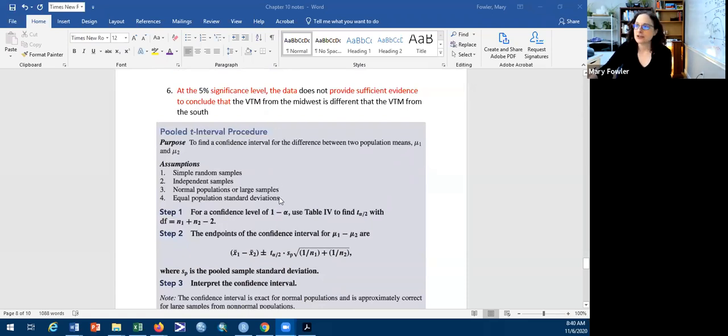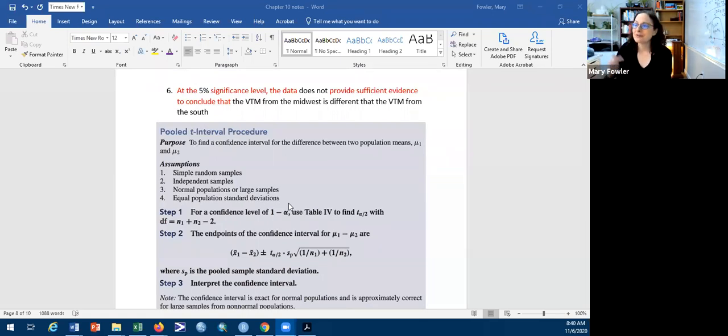The assumptions are exactly the same as the assumptions for the hypothesis test. So we only use this when we have simple random samples, independent samples, normal population, or large samples, right? So we need this normality of the X bars. And then we're assuming here that the population standard deviation is equal.